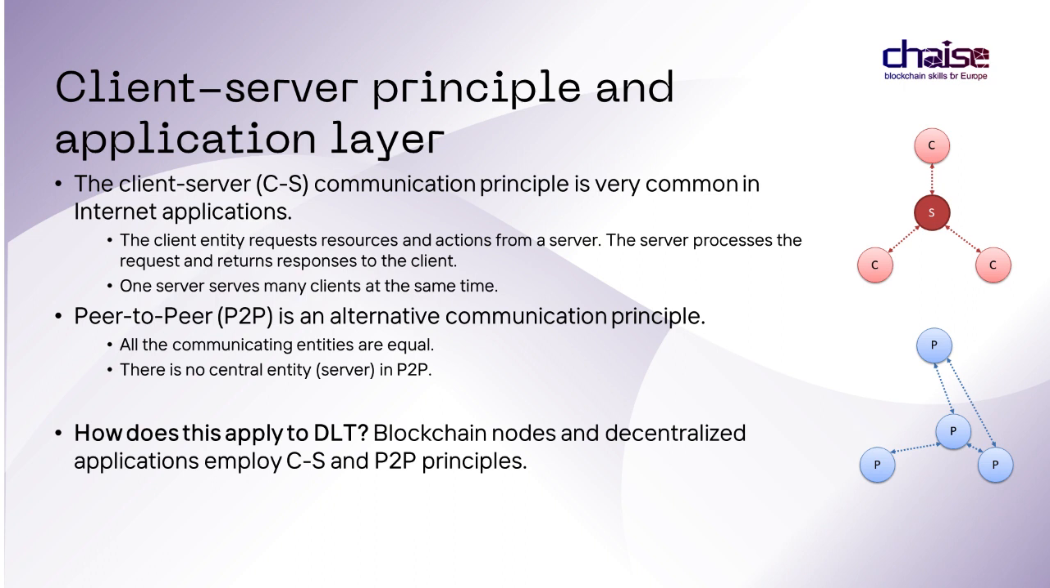The client-server communication principle is very common in Internet applications. It requires two complementing application layer processes using the same application layer communication protocol. The protocol defines the format of the request and response. The client entity requests resources and actions from a server. The server processes the request and returns responses to the client. One server can serve many clients at the same time.